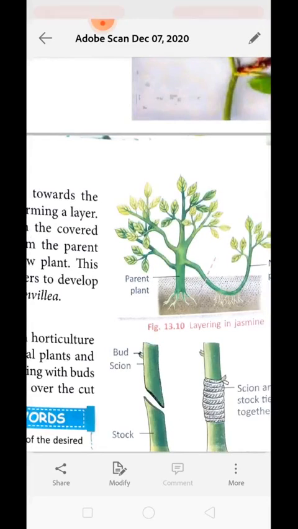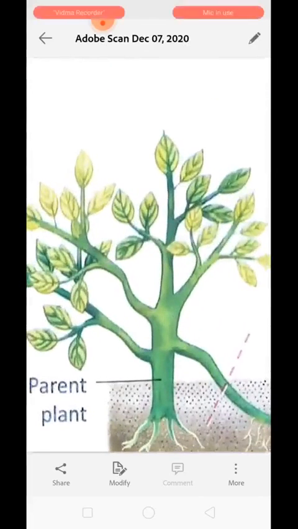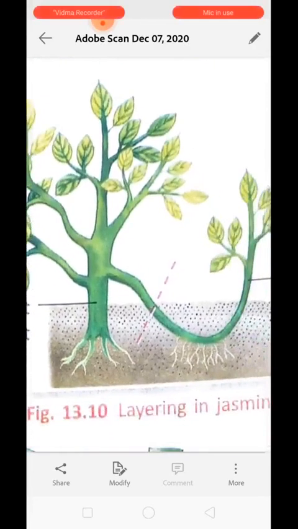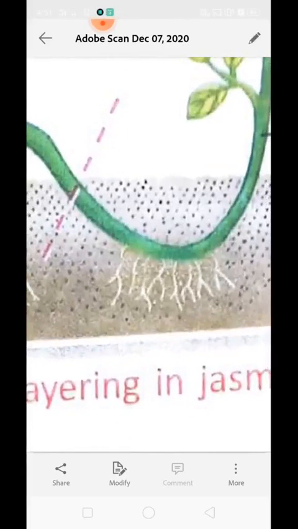After a few days, roots develop from the nodes of the plant. The branch is then cut off from the parent plant. Just see over here, this is a plant in which we want to perform layering. For that we pull a branch or stem of the plant toward the soil and cover it with soil. After a few days, the branch which was covered with soil will grow roots.